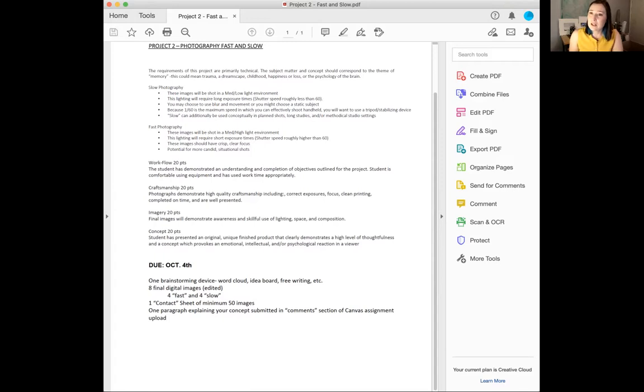When you turn this in to Canvas, I would like not only your images, but I would like a brainstorming device. So I want to see you thinking about this idea of memory and this idea of fast and slow photography. So that could be in any way you create ideas. Is that a word cloud, if you've used those before? Is that an idea board, a mood board? Is it pulling research images that you find inspirational? Is it free writing?